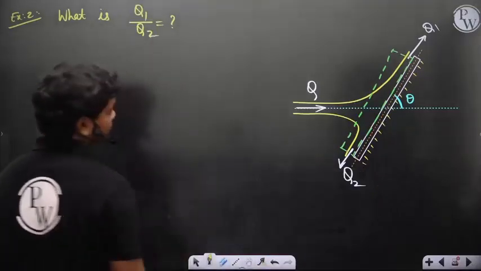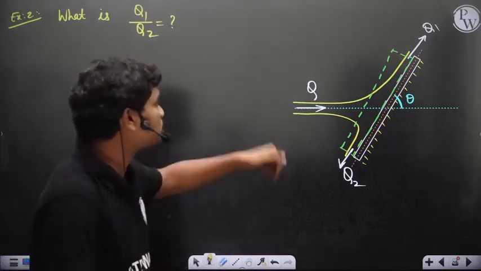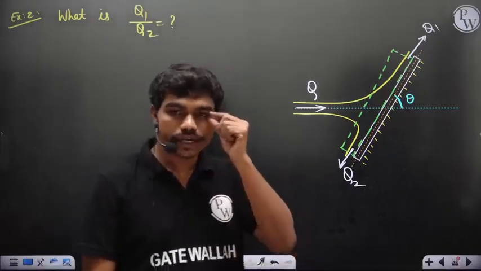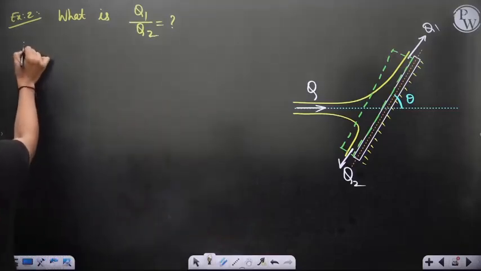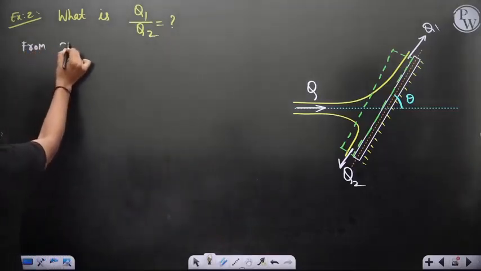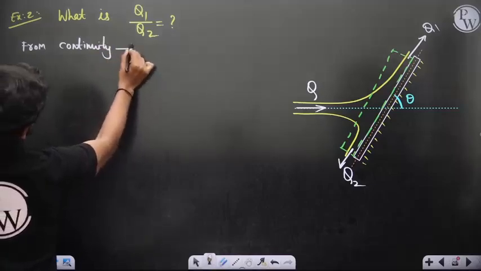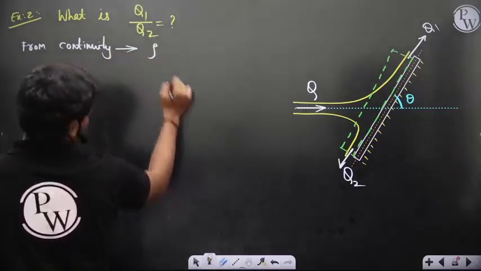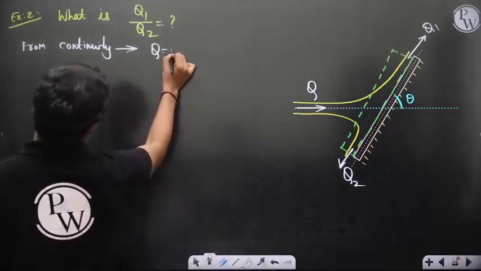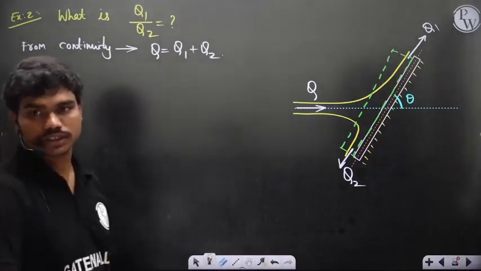Q2. What is Q1 by Q2? So first we will apply the continuity equation. From continuity, rho Q is equal to rho Q1 plus rho Q2, obviously. Okay, so mass should be conserved. Everyone knows this.